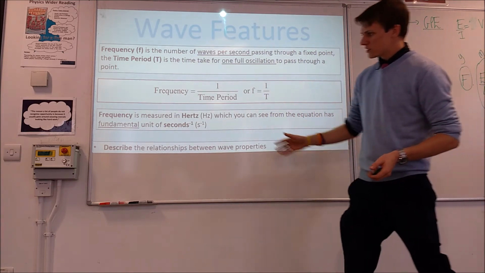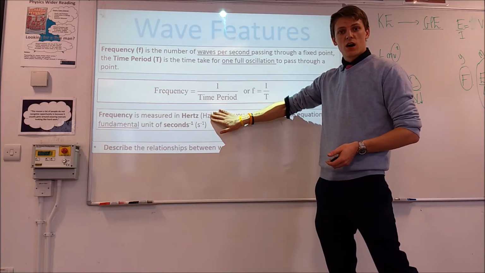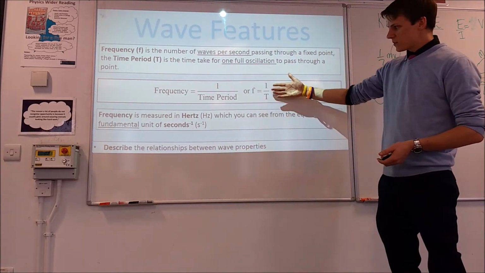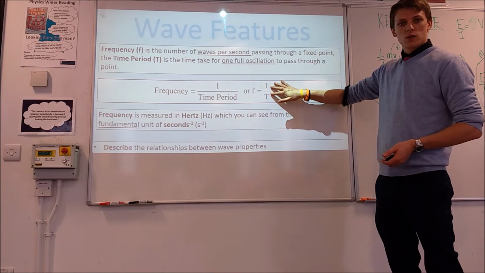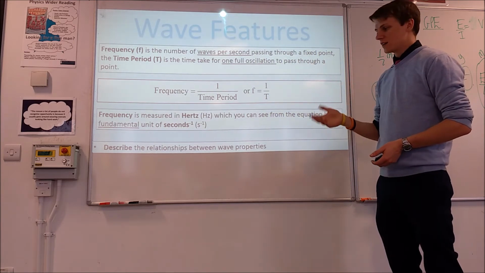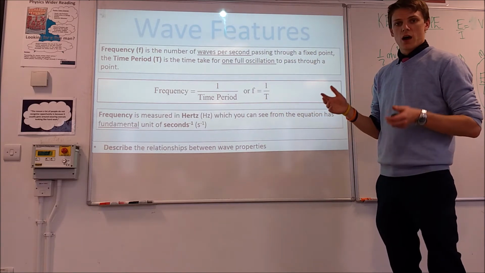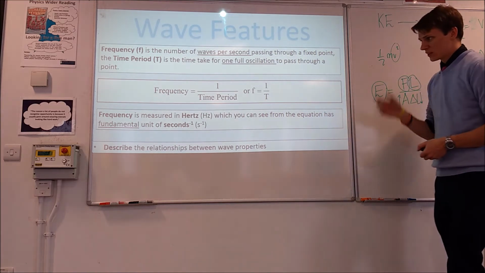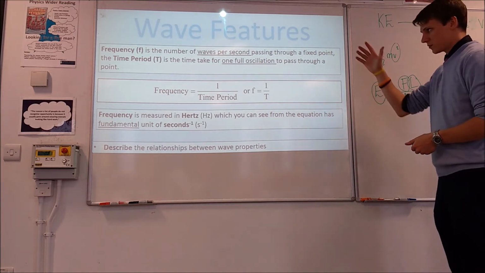Frequency is measured in a unit called hertz. But we can see from this equation that a hertz is equivalent to 1 over seconds, or s to the minus 1, which will be useful in a second. So that's our first two properties, frequency and time period.